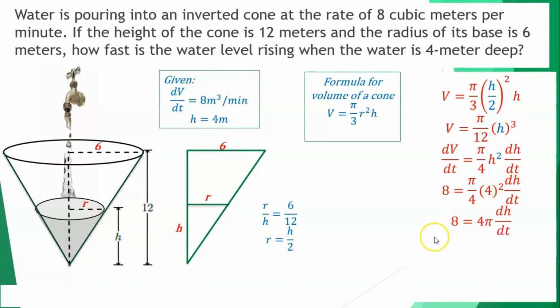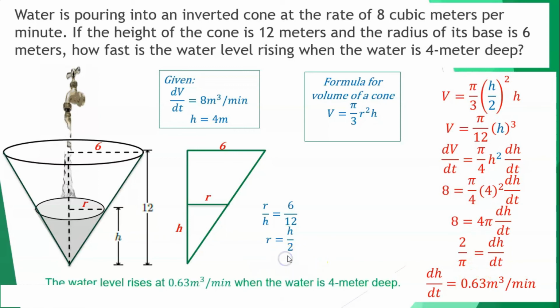Simplifying further, 4 squared would become 16 divided by 4, so it's 4 pi. Dividing both sides by 4 pi, eventually we will end up with 8 over pi. Or dh/dt, the change in the height with respect to time, if the height is 4 meters deep, is 0.63 meters per minute. So that's how fast the water level rises when the water is 4 meters deep.